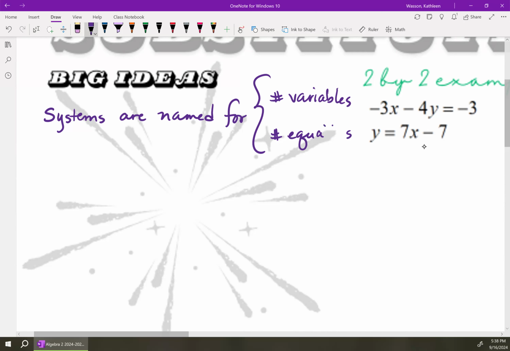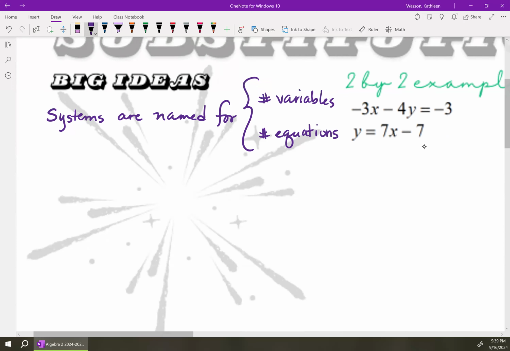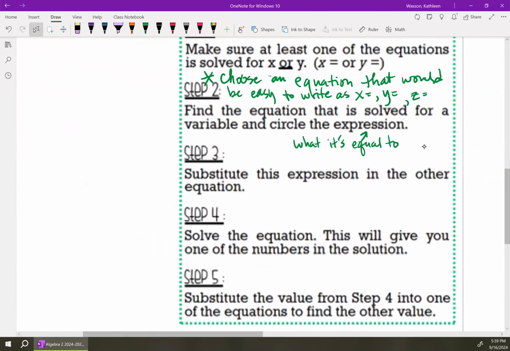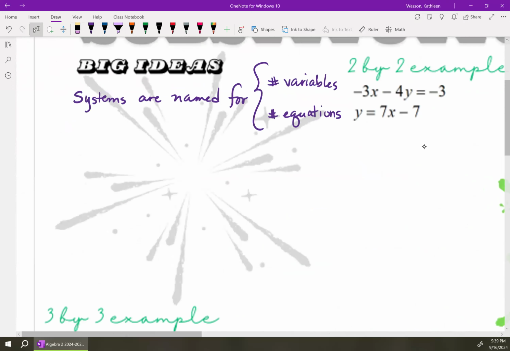That's hard to read, sorry. What else? When you solve for a variable in step 4, is it step 4? Solve for a variable. Then substitute the value from step 4 into one of the equations. So in step 5, it doesn't matter which equation you substitute into.